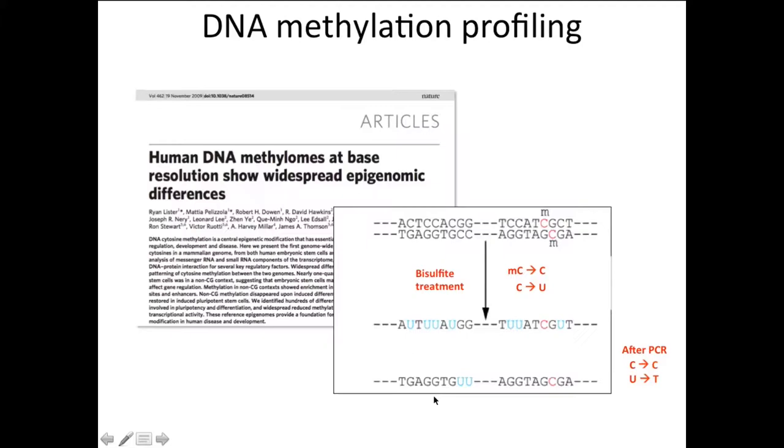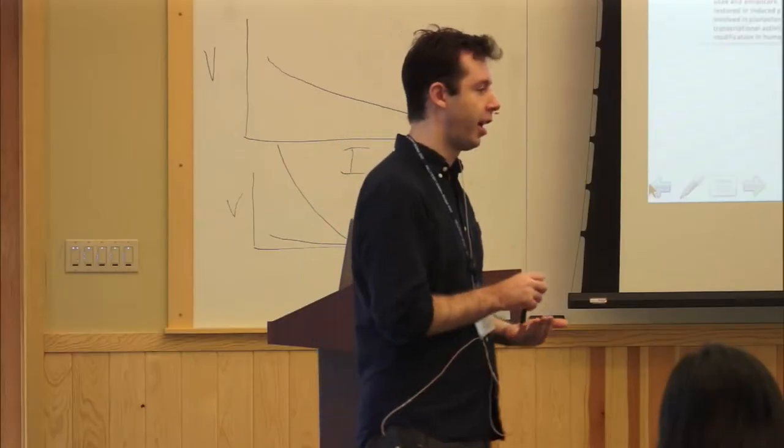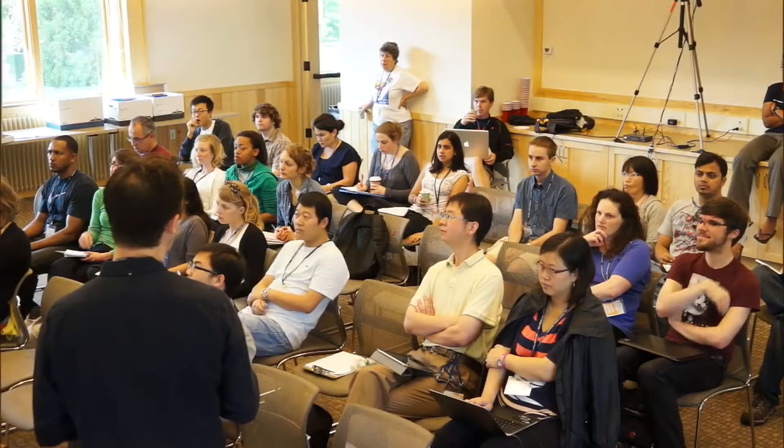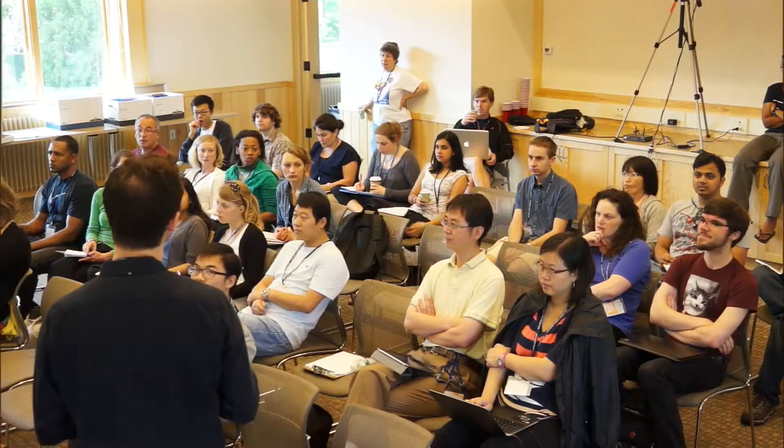So how does it work? Which cytosines are methylated in bisulfite sequencing? How can you tell that a cytosine is methylated? So in the read there should be a C, but in the reference genome you can look at the U. So in those positions, you know. Is that a methylated cytosine?